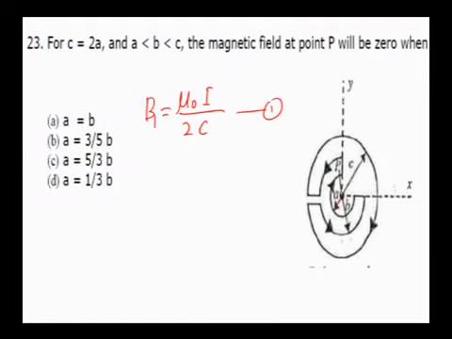Now the direction of this magnetic field is, you can see the current is clockwise. If current is clockwise, the magnetic field is inward. So this magnetic field is inward. Then we will find the magnetic field produced by this 3/4 of the conductor. What is the current passing through this 3/4 of the conductor?